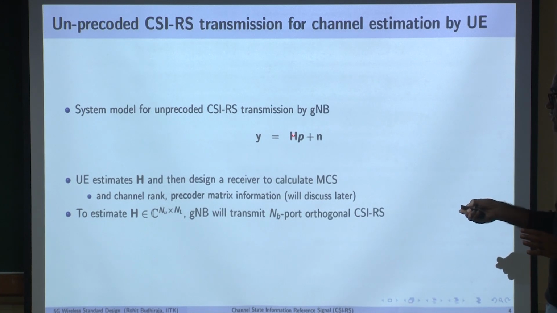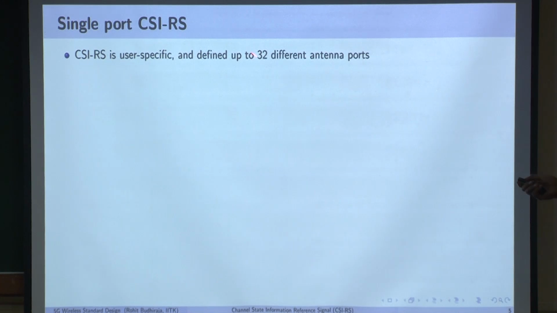It is used for estimating the unprecoded channel also. Now, as I said, it is defined for a maximum of 32 antenna ports, unlike SRS and DMRS. For DMRS we remember a maximum of 8 ports, SRS 4 ports, and this is 32 ports.